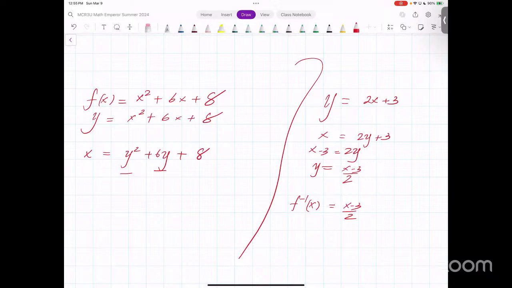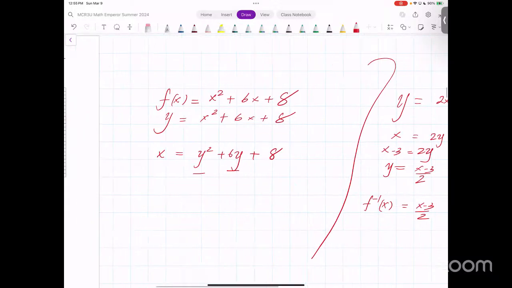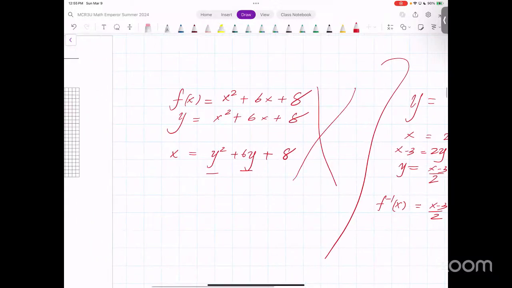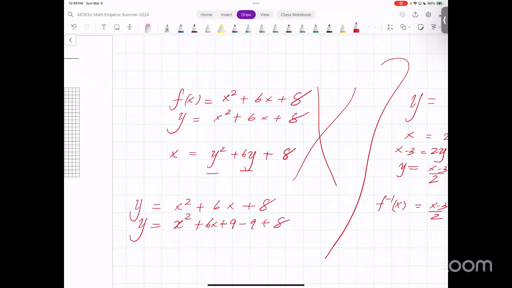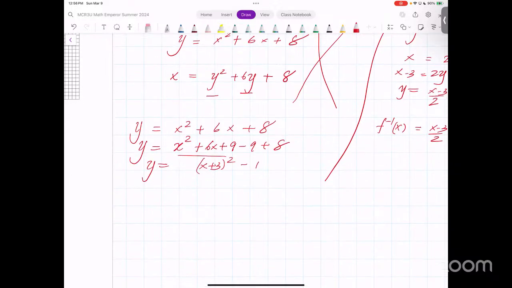But the problem here is you've got a y squared term. I cannot isolate for the variable y like this. Then what are we going to do? We're going to complete the square. You are all experts. Half of 6 is 3, and 3 squared is 9, right? So far so good.